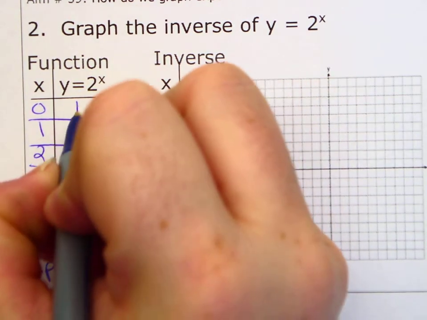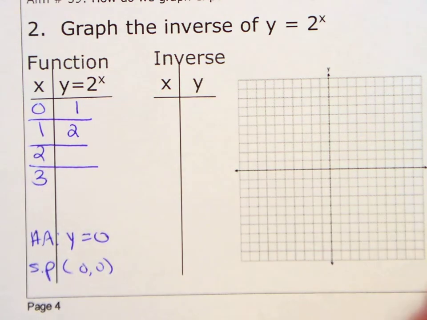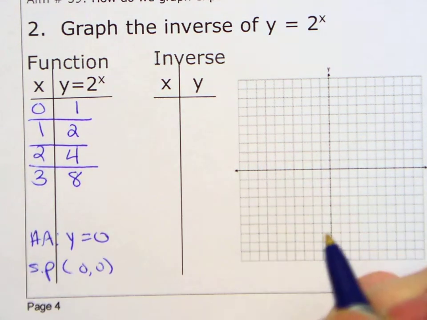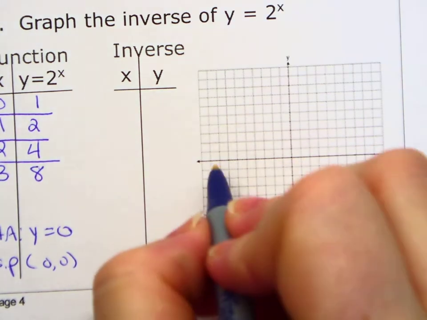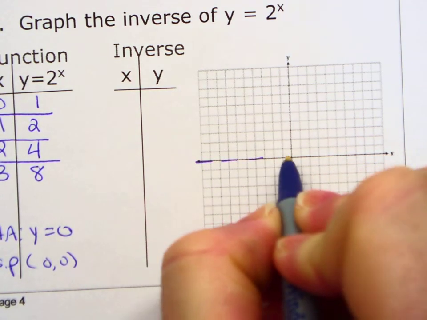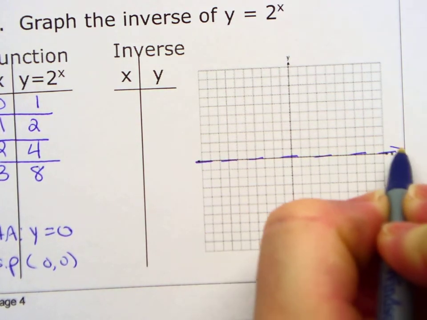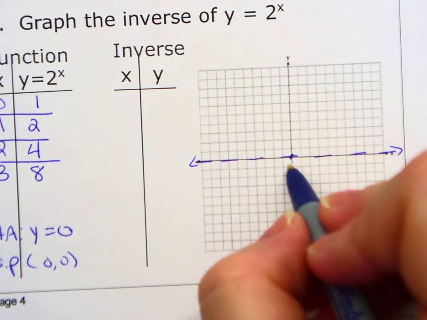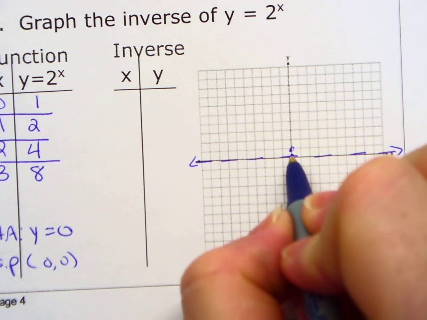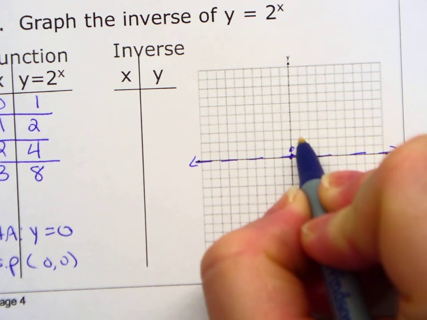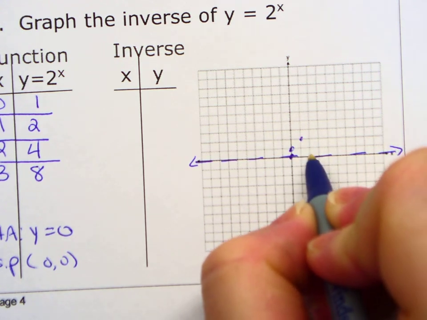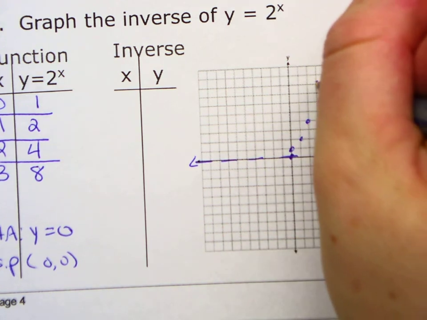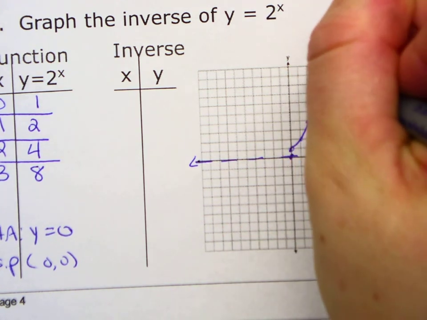2 to the 0 is 1. 2 to the first is 2. 2 to the second is 4. 2 to the third is 8. Right? Let's graph it. Just a basic function. Starting point is 0, 0. 0, 1. 1, 2. 2, 4. 3, 8. Right, so that's our 2 to the x.